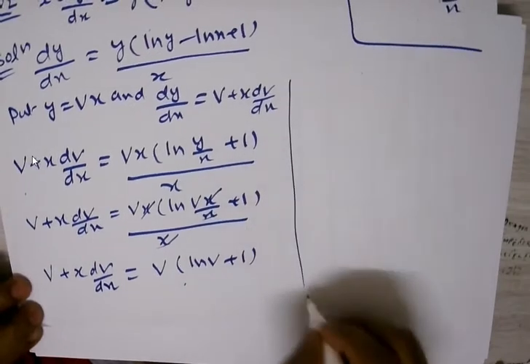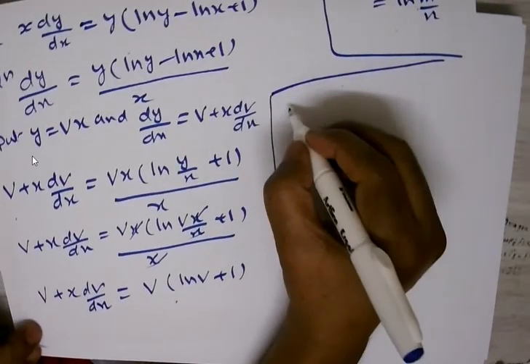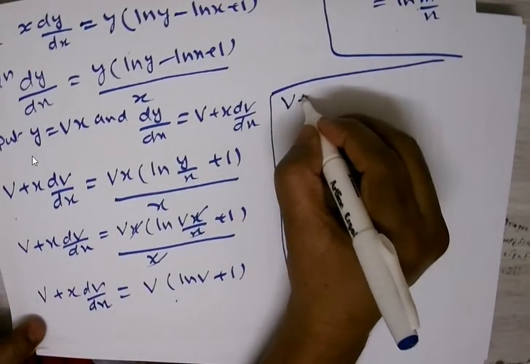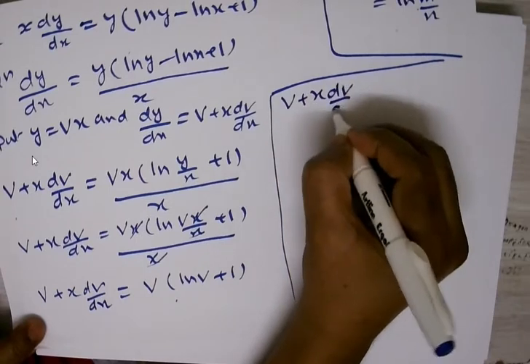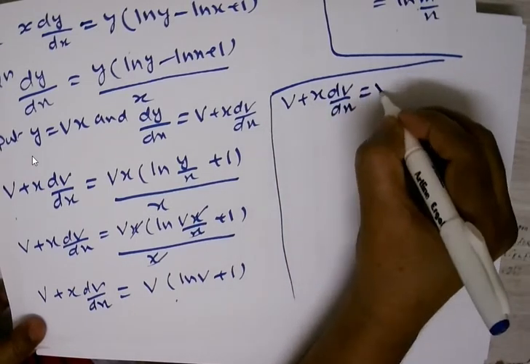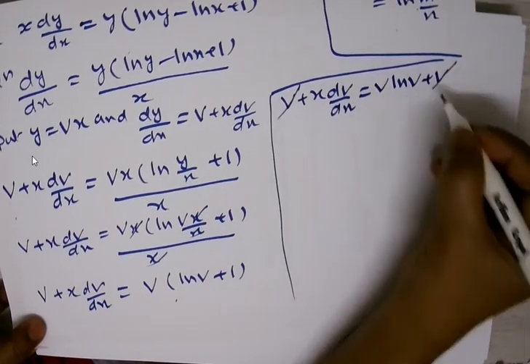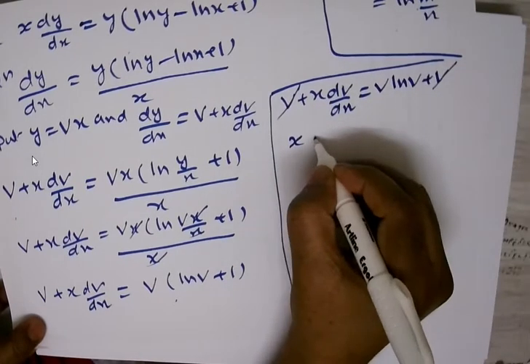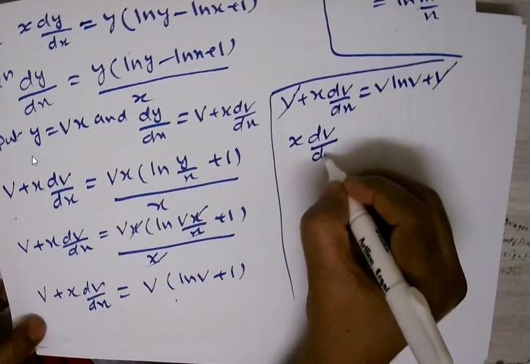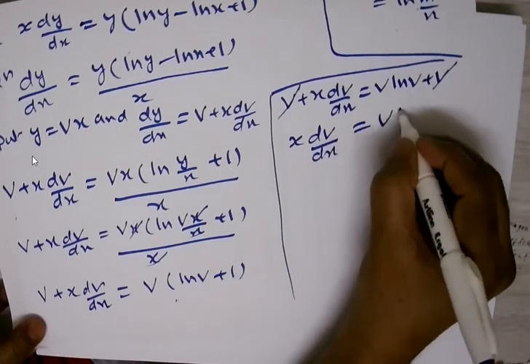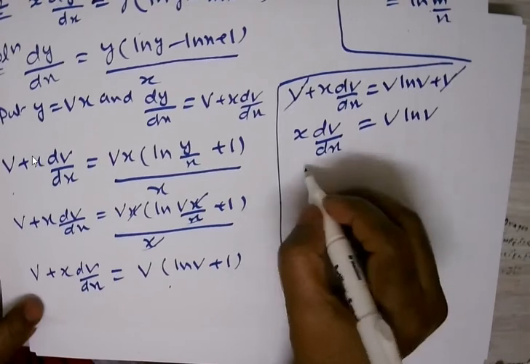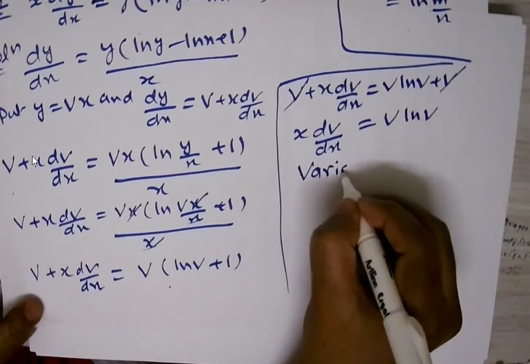Now simplify means, what is this now? v plus x dv/dx equal to v ln of v plus v. Now can I cancel this? Yes. So what comes after cancellation? It comes as x dv/dx is equal to v ln of v. Now use the variable separable method.